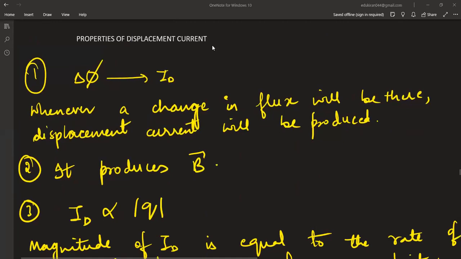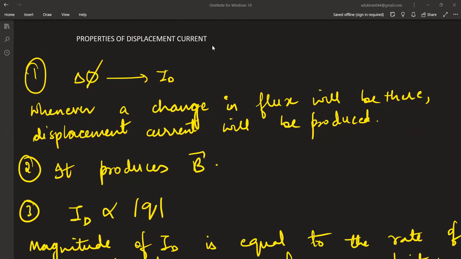Okay, class, there are some properties of the displacement current. Whenever there's a change in flux, there will be a displacement current produced. That I have told you, the changes in flux will produce changes in electric field. And since electric field was changing, since potential was changing, there was a need of current, additional current. So that's why this will produce.